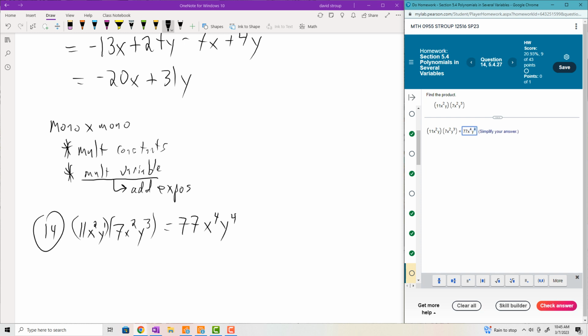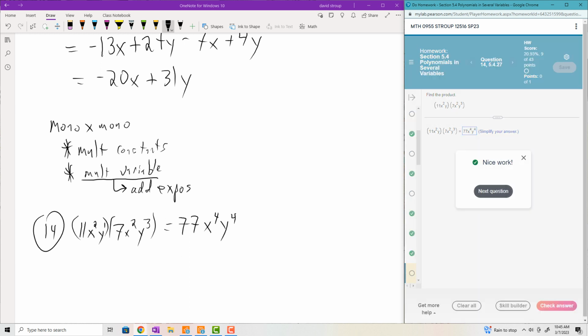Again, use that caret key for exponents. It's above the 6. So you hit shift and then 6, and it gives you the exponent, rather than go down and hit the little button for exponent. It's too much work.